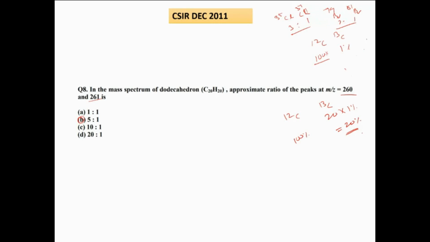So now what is the ratio of the peaks? When C12 is 100%, you have 20% probability of C13. So 100 by 20%, we say it to be 5:1. So the probability is just 5:1. So 5 times C12, and 1 time will be C13. This is for a molecule which is having C20.